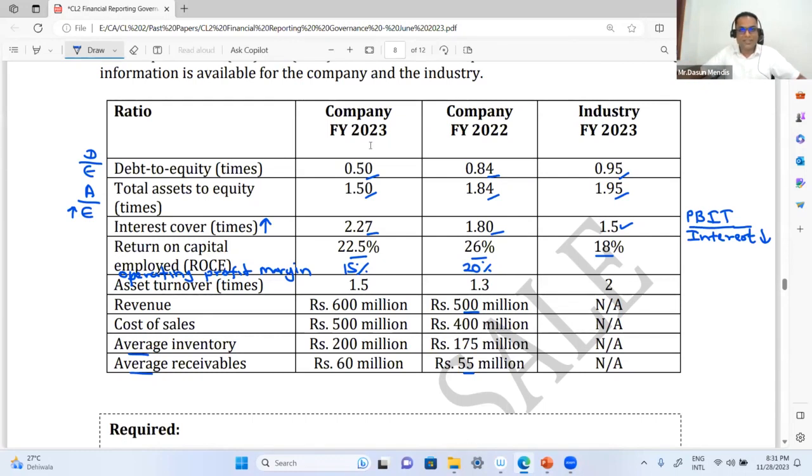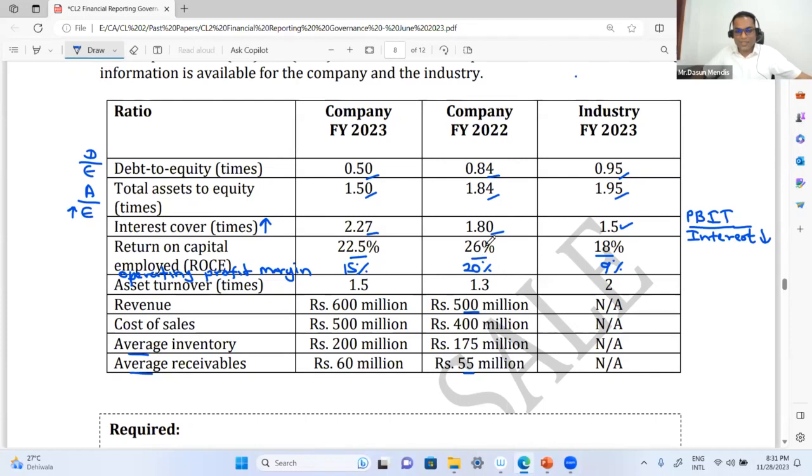Right? So tell me, in industry, what is my operating profit margin? ROCE is 18%, asset turnover is 2 times. So how do I get the operating profit margin? 18% divided by 2. How much? 9%. When you have this, now your job is very simple. You have all the figures now to do the commentary or the analysis.